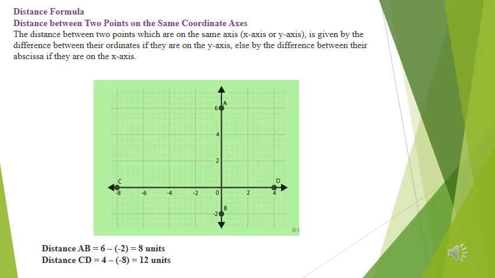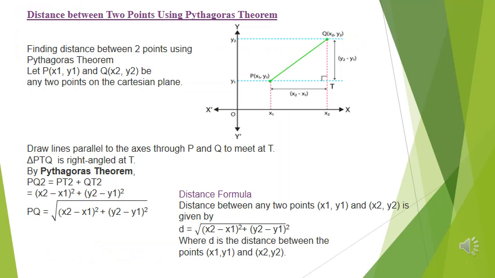So students, look at this graph. Here there is a difference between A and B. When we have to find the distance AB, we subtract these values. So 6 minus 2, we get the distance of 8 units. Similarly, when we have to find the distance between C and D, we get a distance of 12 units.